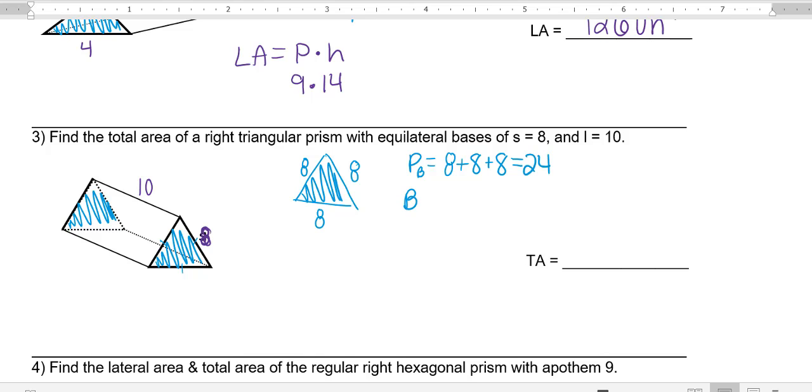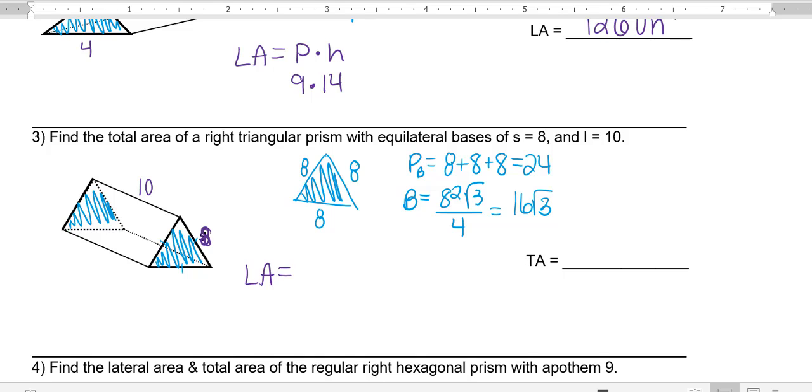And then I can find my area of the base by applying my equilateral triangle formula, which is side squared root 3 all over 4. I simplify that, 64 divided by 4, and I get 16 root 3. Awesome. So let's sketch out that formula for my LA and then my TA.